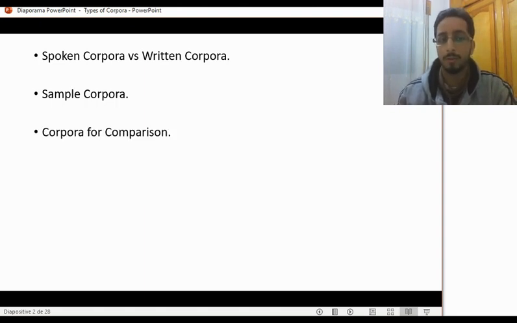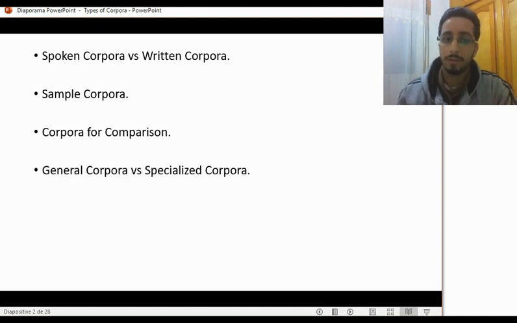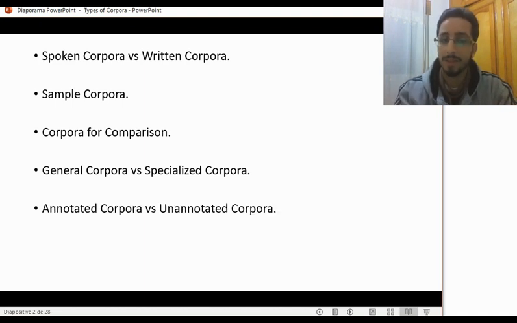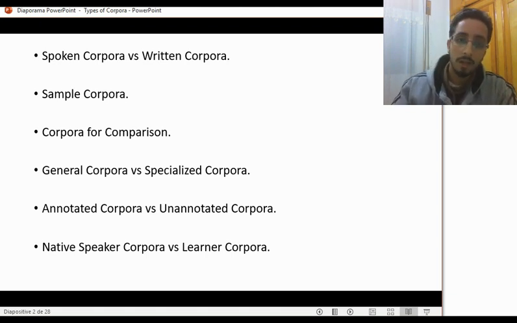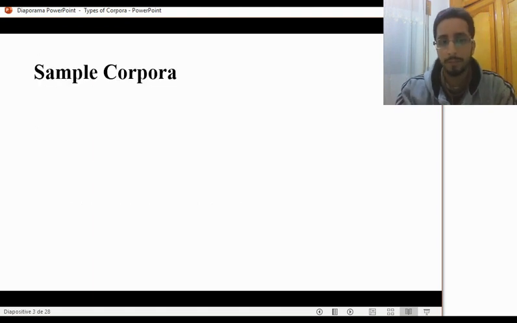Then we talk about corpora for comparisons. Then general corpora versus specialized corpora. We'll talk about annotated corpora versus unannotated corpora, and I think that you'll find these ones quite interesting. I personally do. And finally, we'll talk about native speaker corpora versus learner corpora. And again, these are self-explanatory types of corpora. But the question to answer here is, who are the learners when we talk about learner corpora? Okay? So let's discuss the first type of corpora, sample corpora.